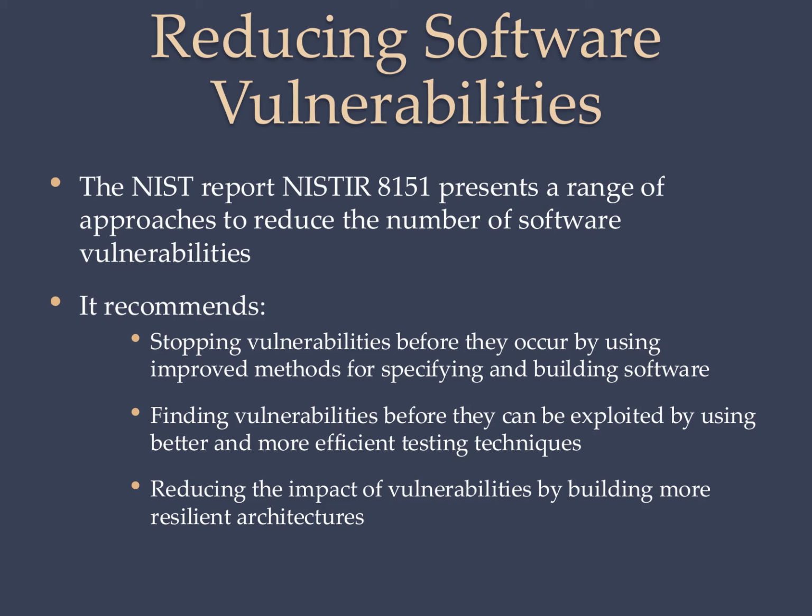So what do we do to reduce software vulnerabilities? That report at that time, this is still valid. It recommends stopping vulnerabilities before they occur by using improved methods for specifying and building software, finding vulnerabilities before they can be exploited by using better and more efficient testing techniques, and reducing the impact of vulnerabilities by building more resilient architectures.